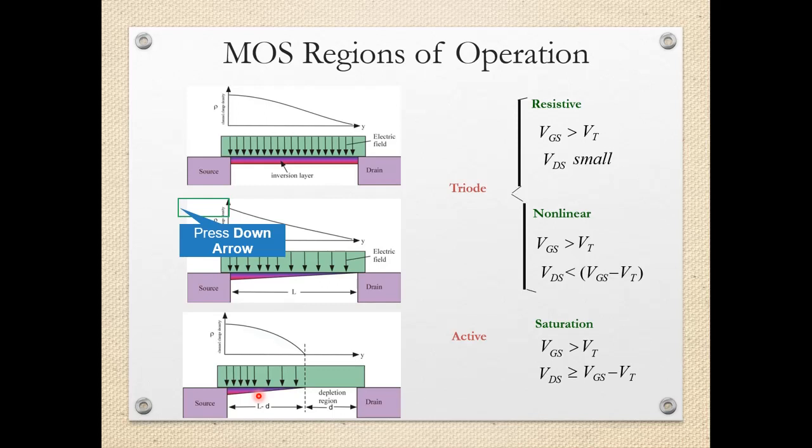And if VDS is increased further, what will happen? Further increasing VDS causes the pinch off point to move in the direction of the source. So gradually this depletion region will start increasing and the inversion layer will start reducing. The voltage at the pinch off point is always VGS minus VT. When the electrons coming from the source reach the pinch off point, they are injected into the depleted region, and the electric field in this region sweeps the electrons from the pinch off point to the drain. So this condition is called the saturation condition.